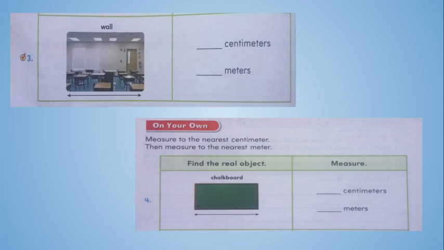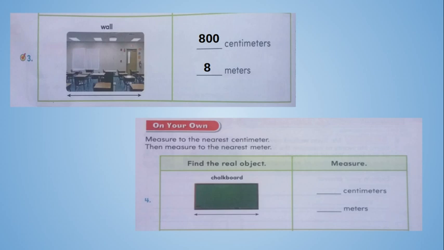Take a look at number 3. It said we had to measure the length of the classroom wall. So our classroom wall was 8 meters. That's like saying how many centimeters? Well, I'd have to add up 8 100s, and that would equal 800 centimeters.